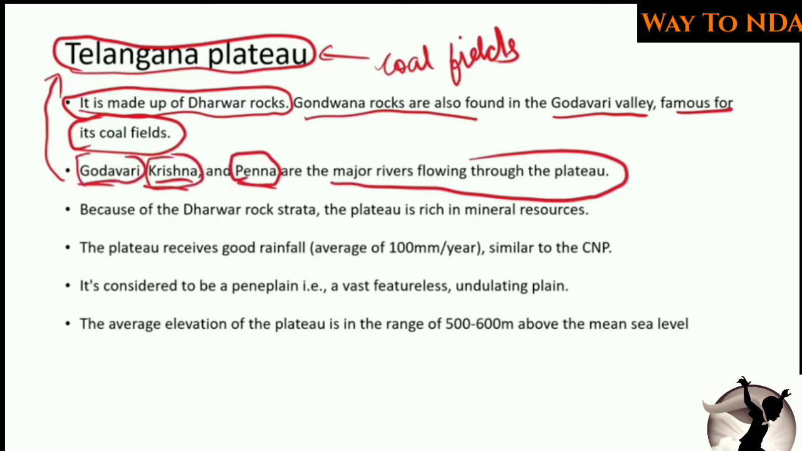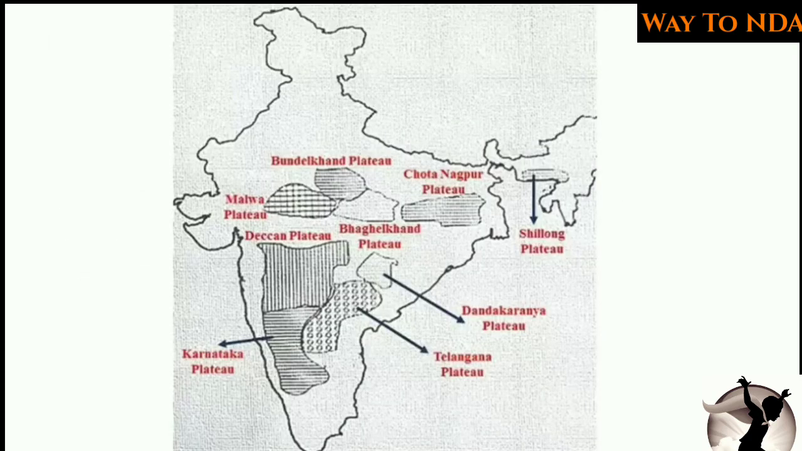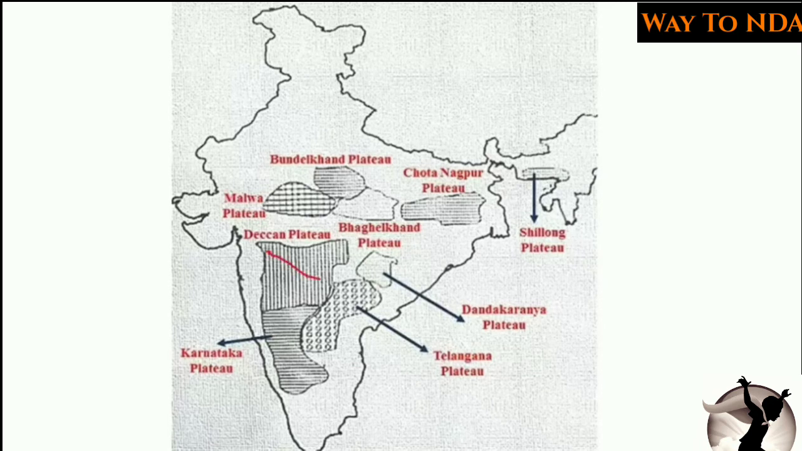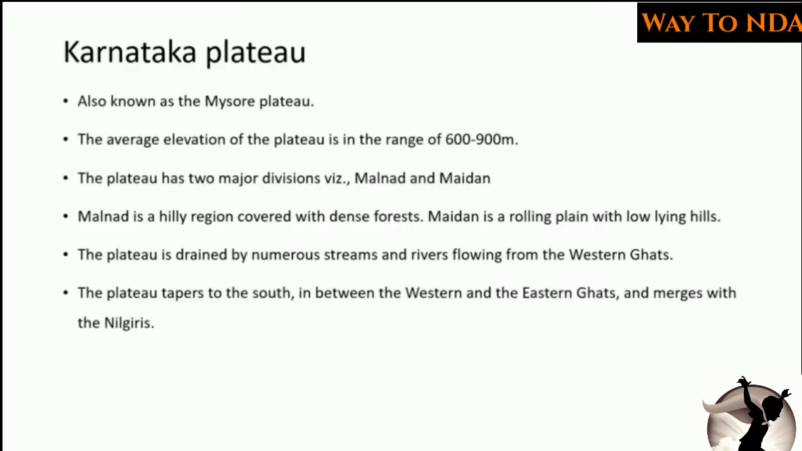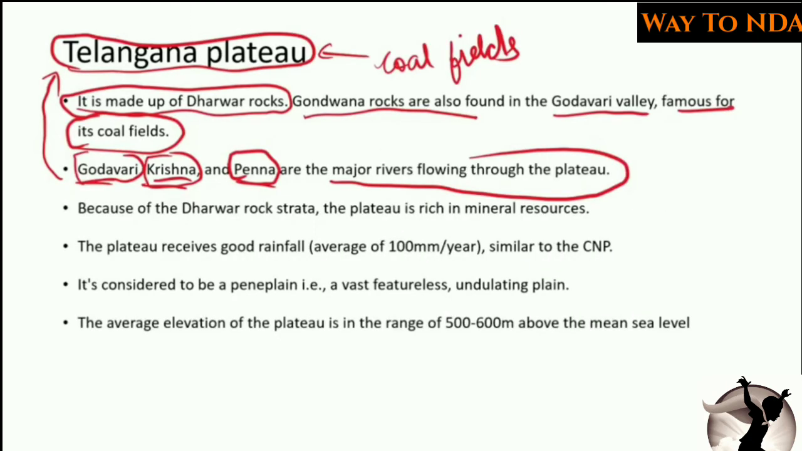If you see the map, you will easily find the location of the rivers. Here you will find the Godavari originating and flowing through this Telangana plateau. Krishna also originates and flows through it, and again Penna, the small river, you will find originating and flowing in this region. So the Godavari, Krishna and Penna are the three important rivers which are flowing through this Telangana plateau.